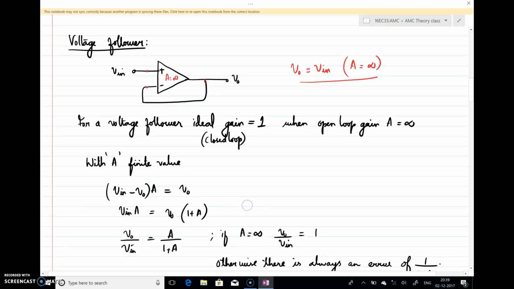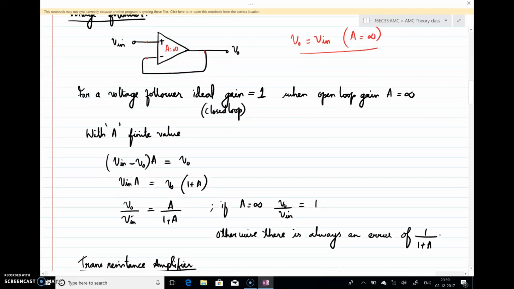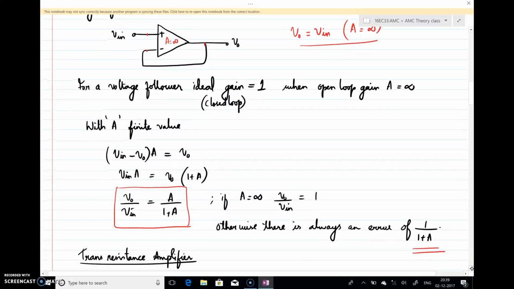Now with a finite A value, you can write the equation: Vin minus V0, that is the difference between the input potentials, multiplied by A is nothing but V0. So we can write Vin into A, and finally you will get V0 by Vin as A by 1 plus A. Ideally, A becomes infinity and this becomes 1. V0 will be equal to Vin only when A is equal to infinity. Otherwise, there will always be an error, and that error is 1 by 1 plus A. Right. That is a voltage follower.